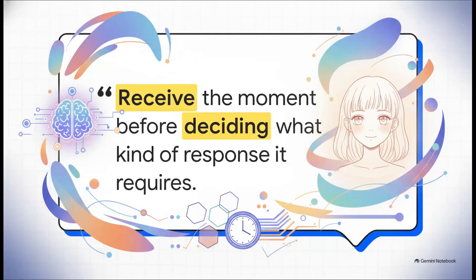The entire philosophy is so beautifully anchored by this one prime movement quote from the text: "Receive the moment before deciding what kind of response it requires." Just think about how simple yet absolutely profound that is. It forcefully interrupts that robotic reflex we just talked about, the one that turns every single human contact into a task. It demands that the system pauses, actually witnesses the human on the other side, and understands the real function of the interaction before deciding how to jump in.